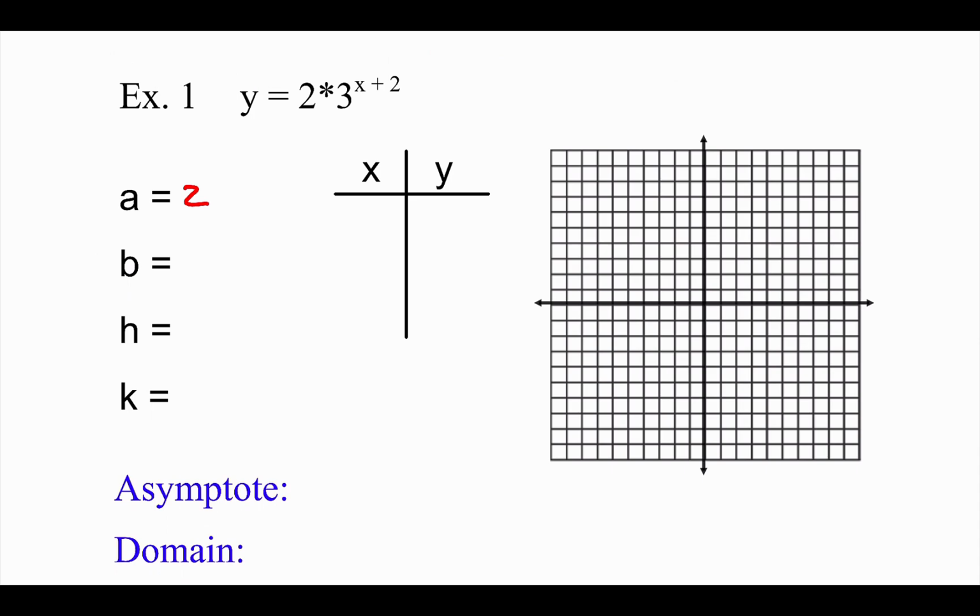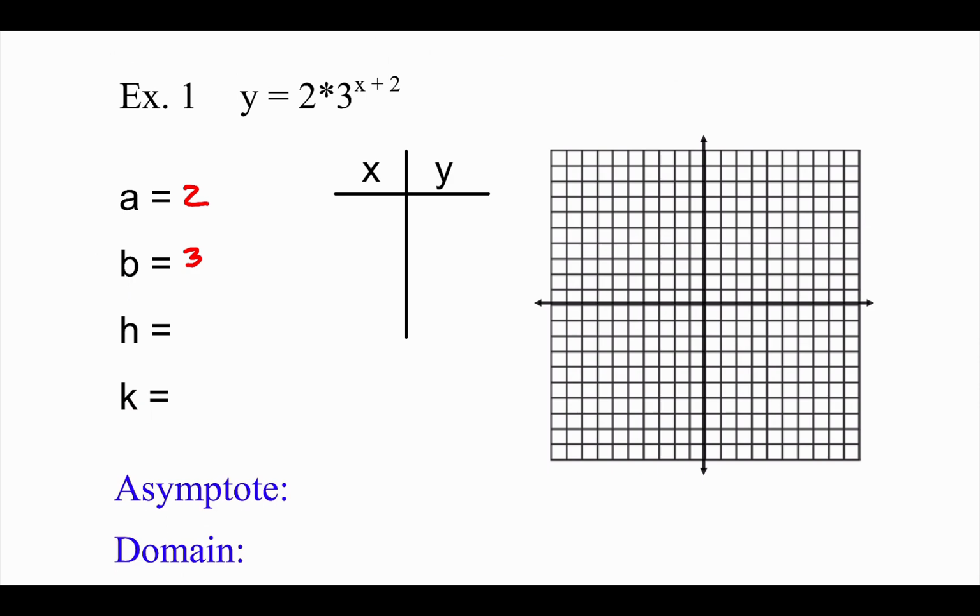How about B? What's the B value? 3. Yep, that's the base. The base of our exponential function is 3, which tells me, by the way, exponential growth or decay. Growth. This is going to be growth. Our multiplier is 3, so those numbers are going to get bigger very, very quickly.